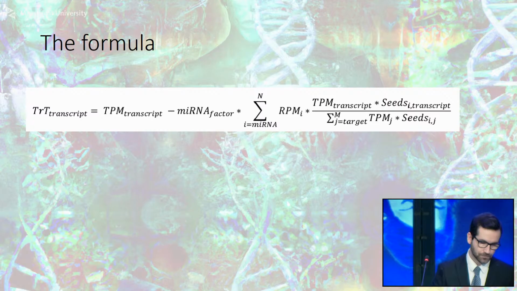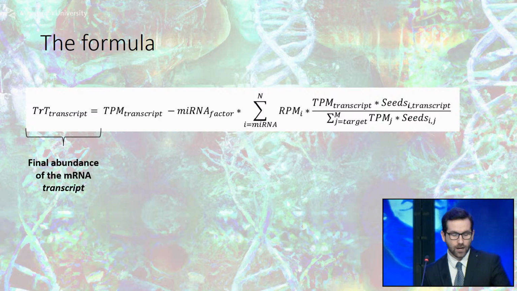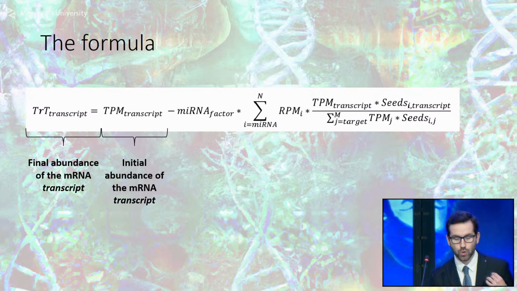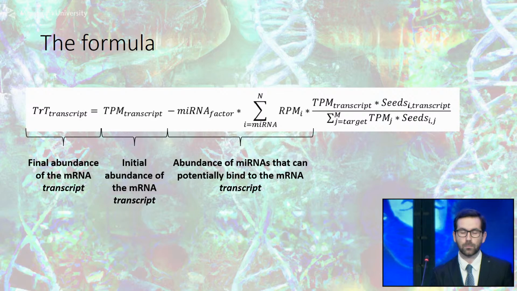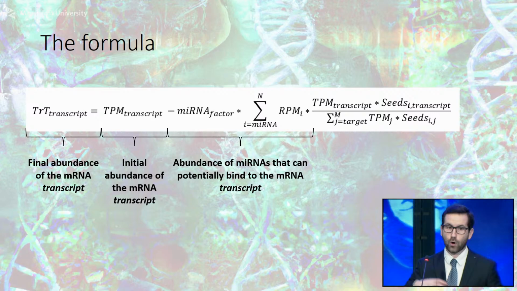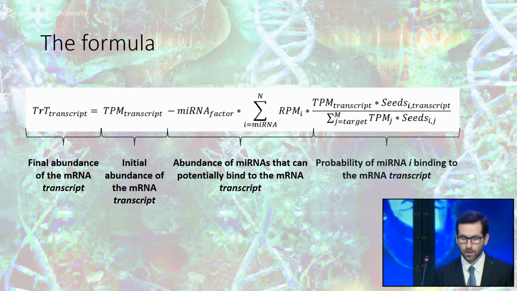I did it with a formula with which I wanted to evaluate how many messenger RNAs were actually free at a final stage to code for proteins. For that, I needed the initial abundance of this transcript, from which I had to subtract the number of microRNAs that are potentially able to bind to this transcript. But obviously, not all microRNAs bind to this one, because there are other messenger RNAs that can also bind to it, or there are other molecules, as I mentioned, circular RNAs or even long non-coding RNAs. So I also had to take into account the probability that this microRNA binds to this specific transcript.